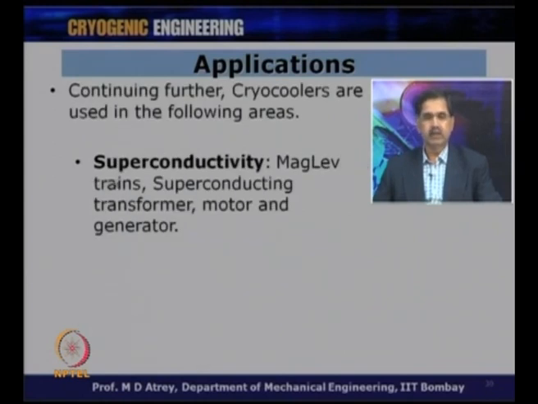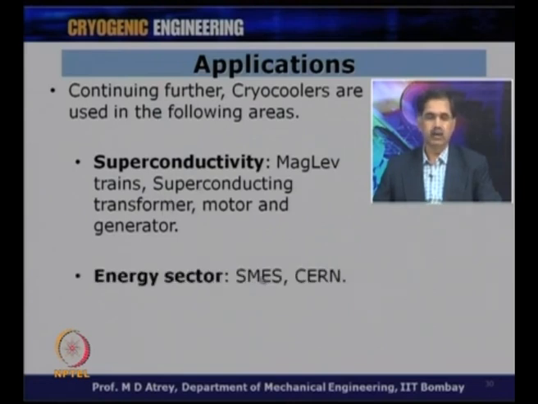They are also used in superconductivity. So, we can have a magnetic levitation train, which will use cryocoolers, and a superconducting transformer, which will use cryocoolers. They are all aspects of research being carried out. They will all use cryocoolers to give cold all the time. They will use cryogens also and they may use cryocoolers also. So, trains, superconducting transformers, motors and generators will use cryocoolers for their applications.